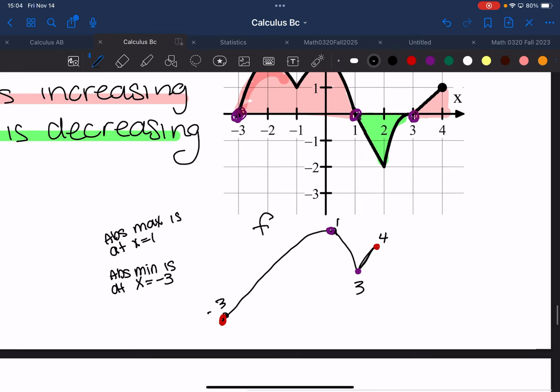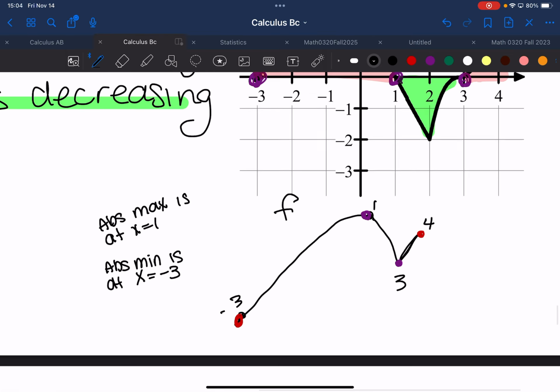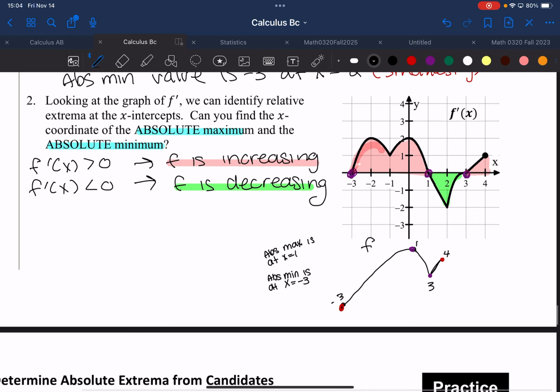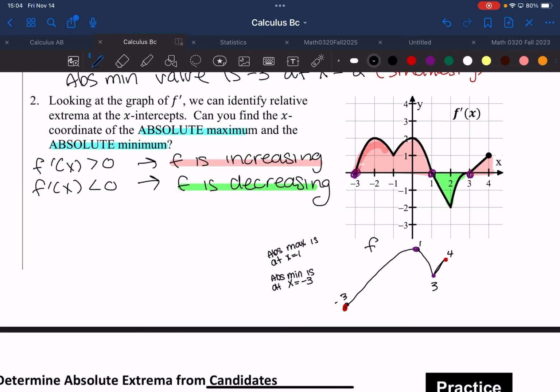I shouldn't have written so small, but that is the answer, because that's all it was asking us to find: the absolute maximum and the absolute minimum. So we had to look at the areas where f was increasing and where f was decreasing to help us draw our function f, and then from there, based on where it is, determine if it's an absolute maximum or absolute minimum.